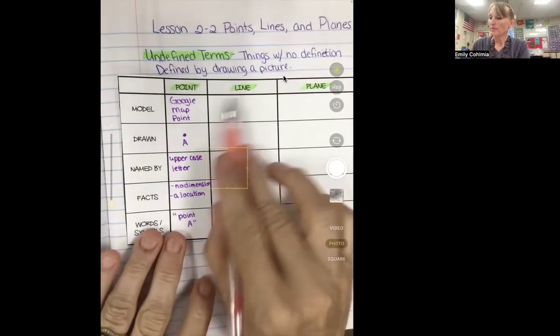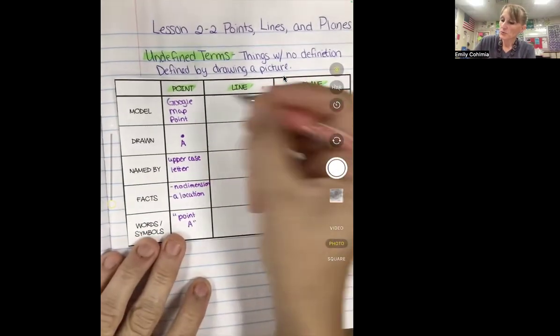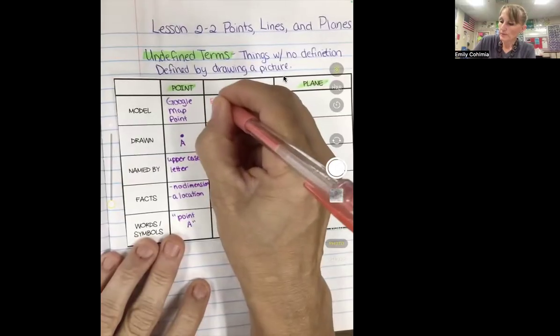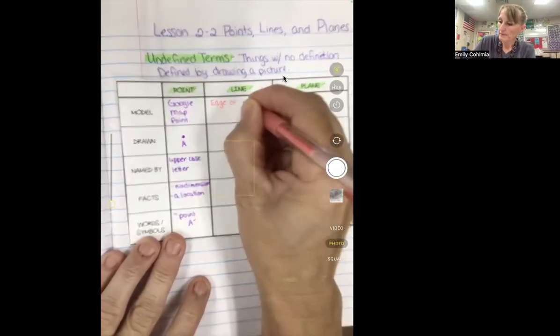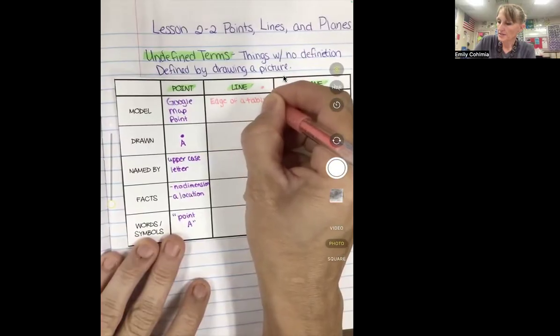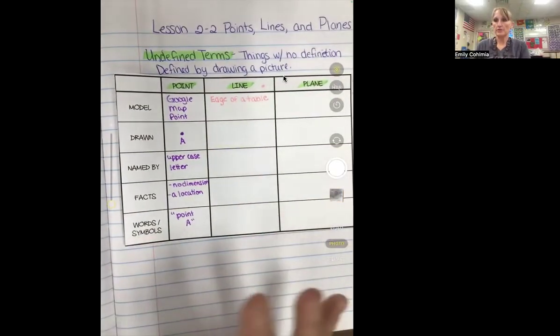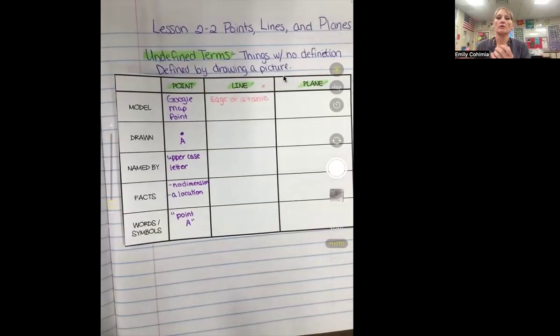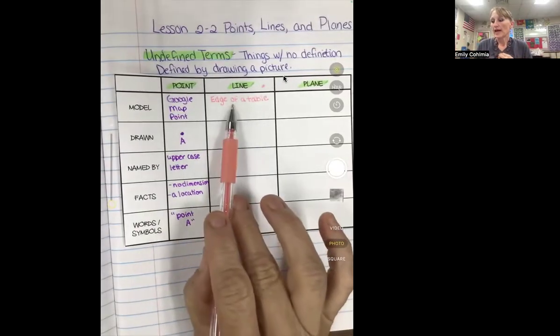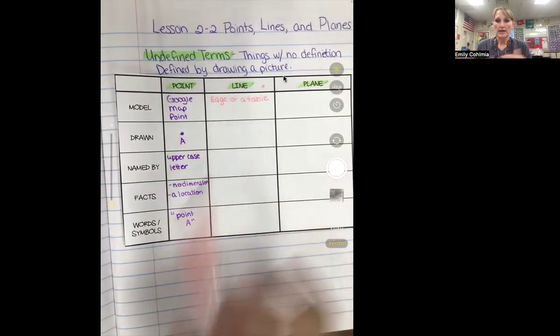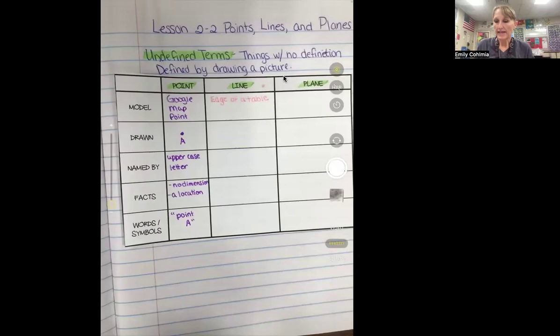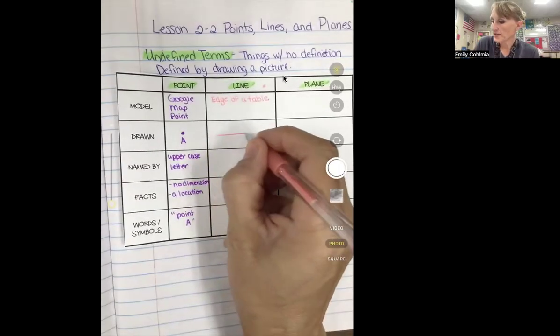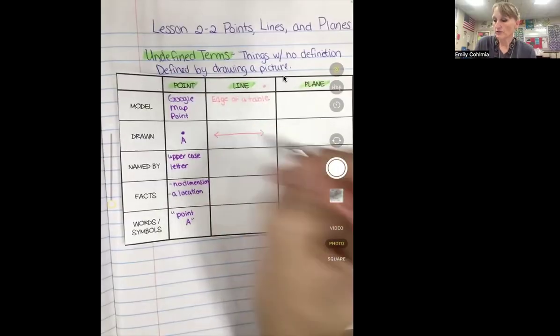Okay, so let's talk about a line. A model of a line, something that's real life, might be the edge of a table. What you're going to find is there are two different types of geometry. There is theoretical geometry, and then there's real life geometry. So the edge of a table is going to have ends. It's going to have stopping places, but a line itself does not. So a line is going to go on forever and ever and ever.